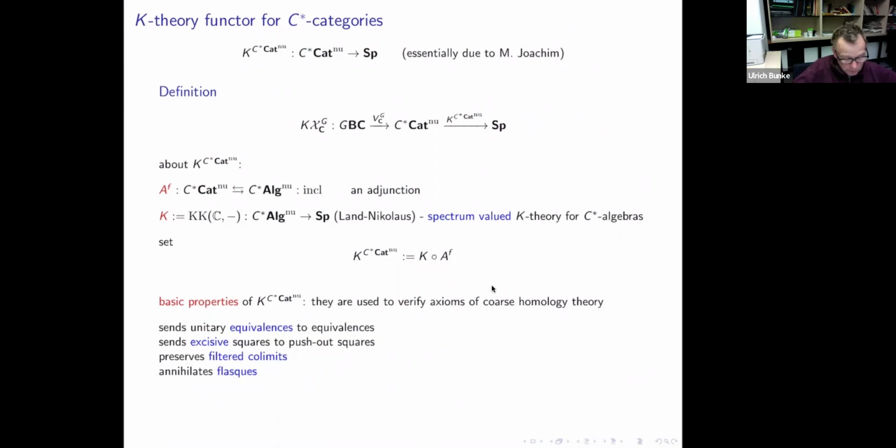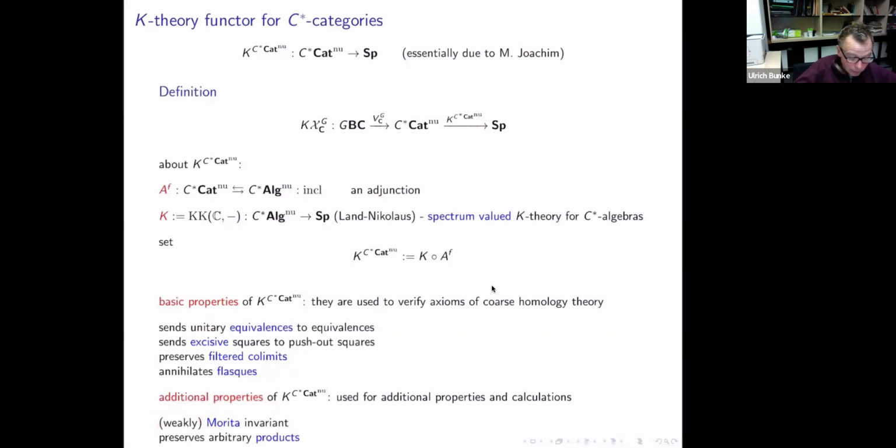So, with this, it's completely formal now. Once one knows the properties of the row category and these properties of the K-theory functor, then it's clear that this thing is a coarse homology theory. And for the additional properties, we need certain Morita invariance statements about this K-theory, and that it preserves arbitrary products of C-star categories. This is for the additivity. And at the end, because I think these statements about the K-theory functor are of some independent interest, let me, in the last slide, explain in some more detail what these statements mean.